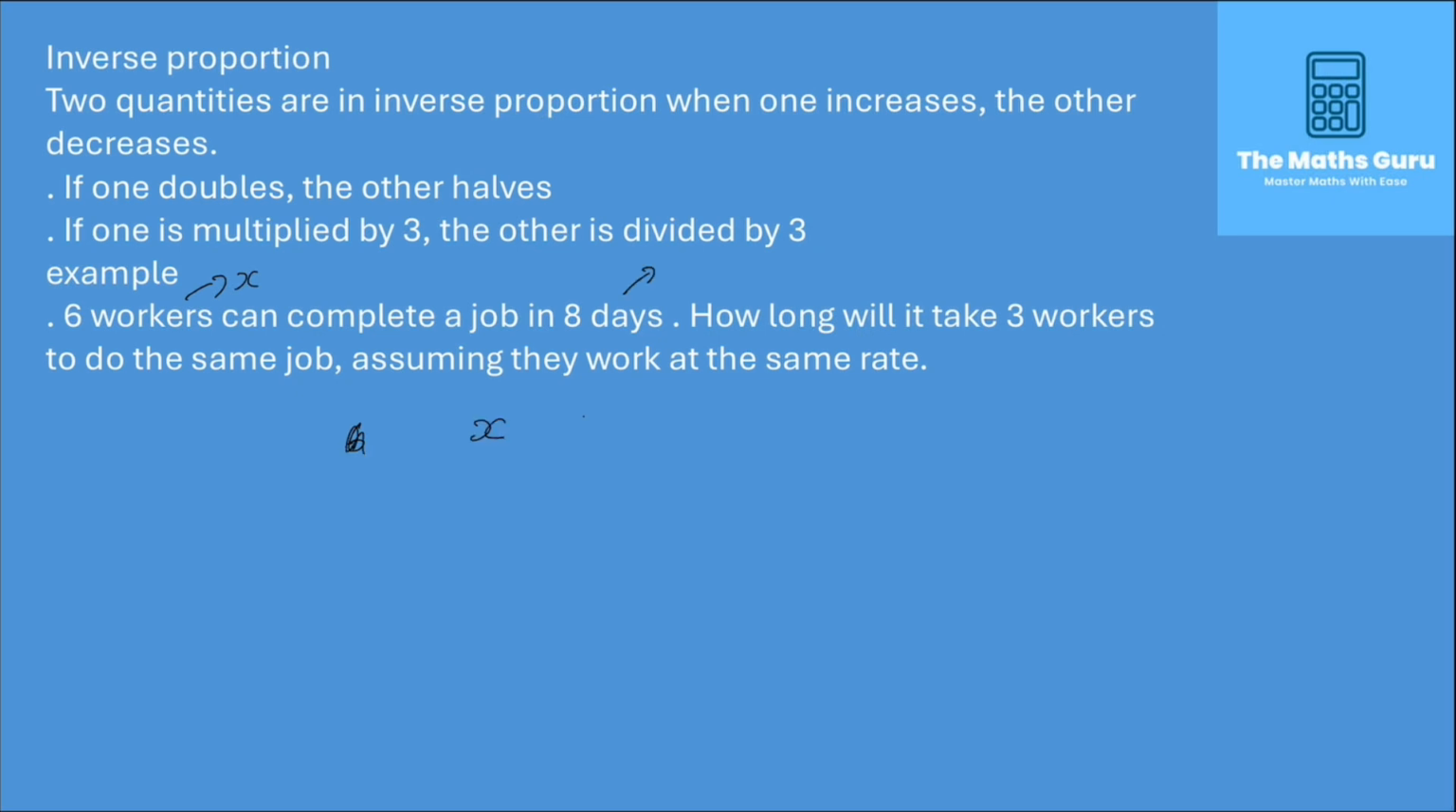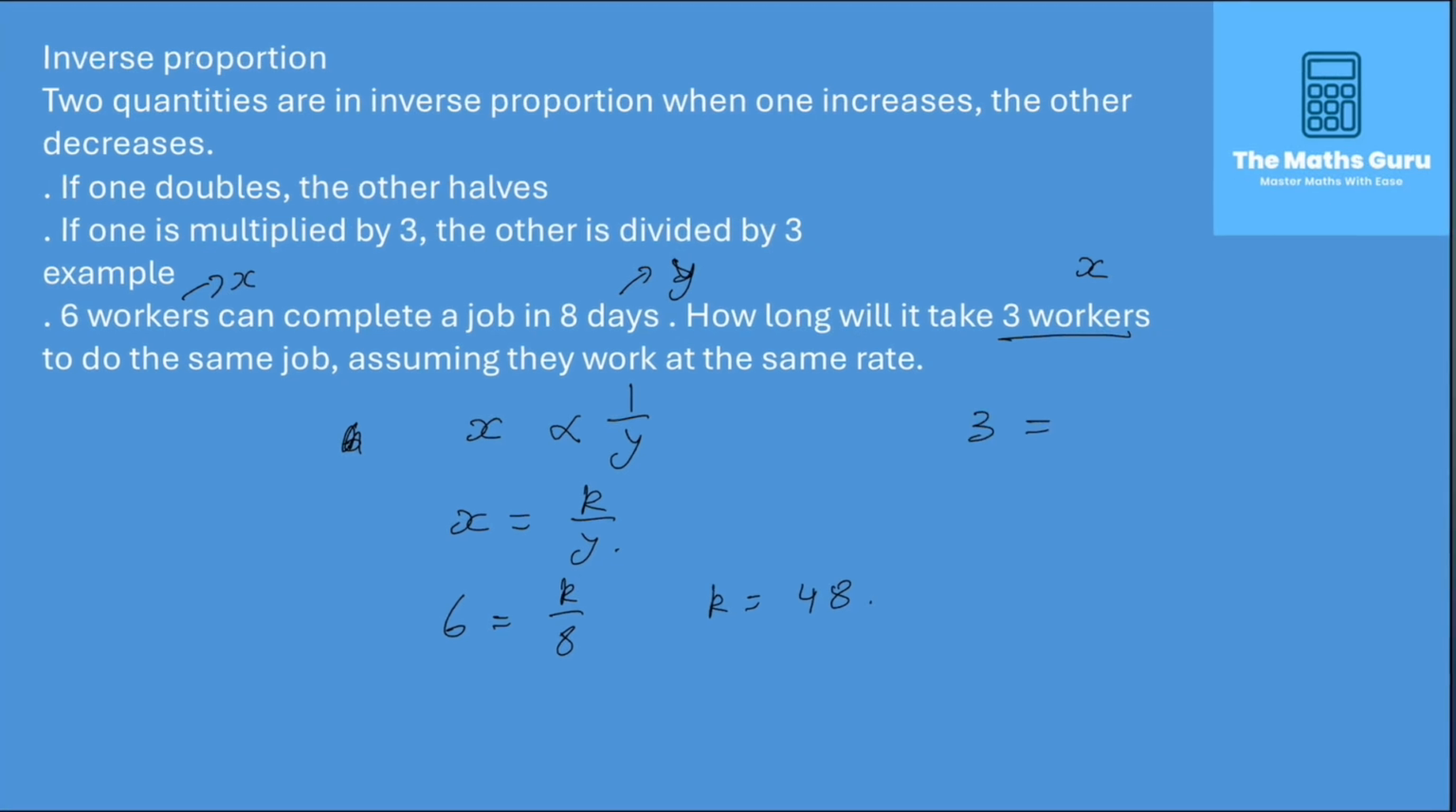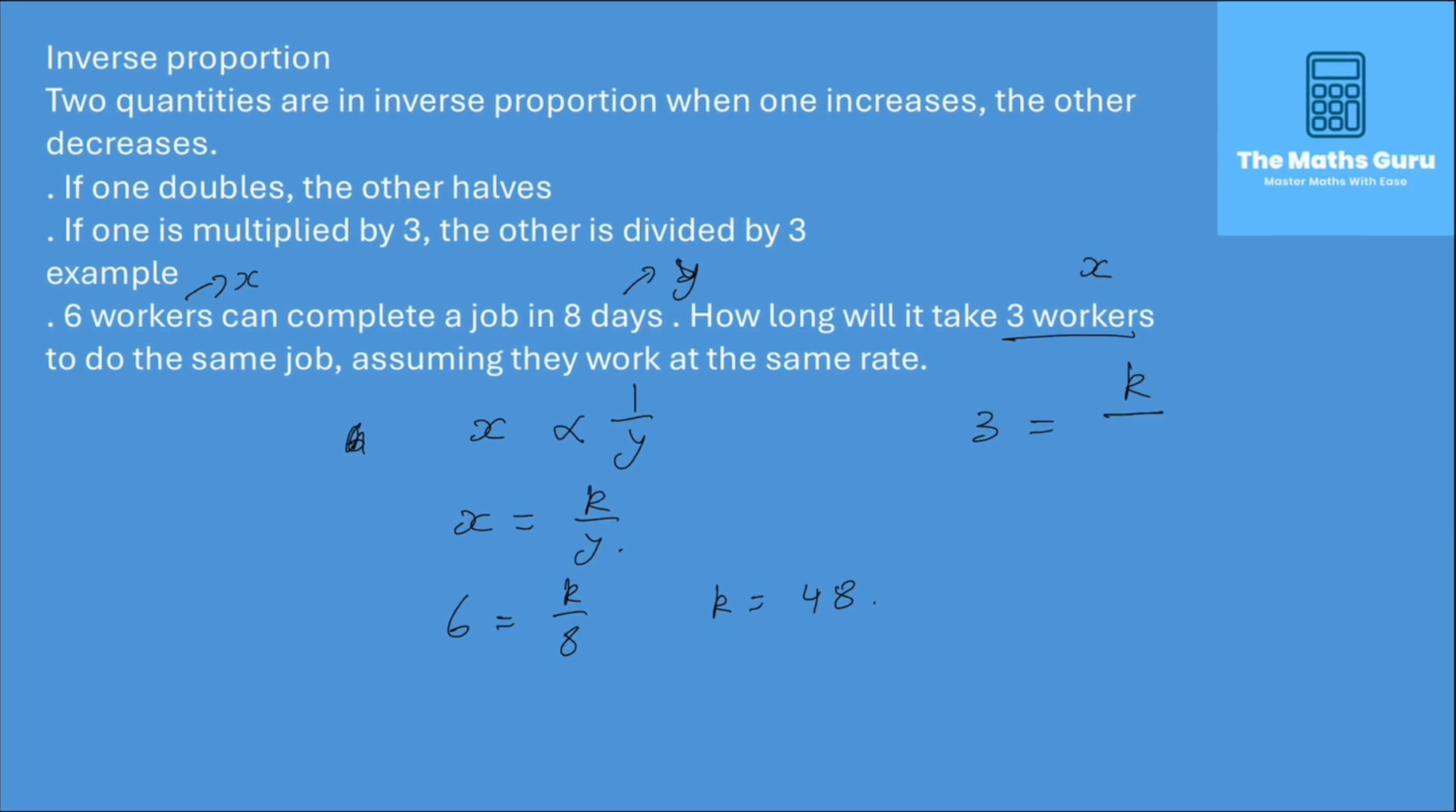So when x is inversely proportional to y, we say x is directly proportional to 1 over y. And then x is equal to k over y. And in this case, our x is 6, so 6 is equal to k over 8. Right? Hence, our k is equal to 48. Now, we have our new x, so we can write that as 3 is equal to k over, and in this case our k is 48, as we know, and we need to work out our y.